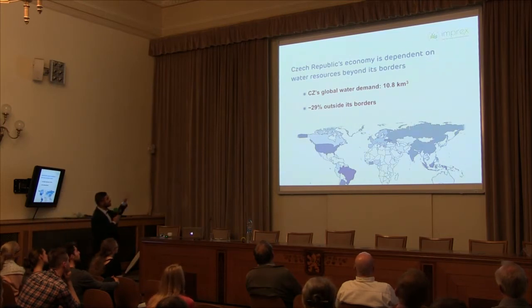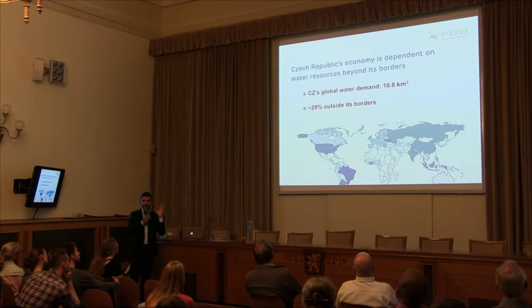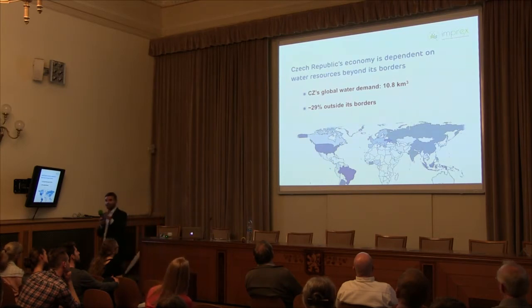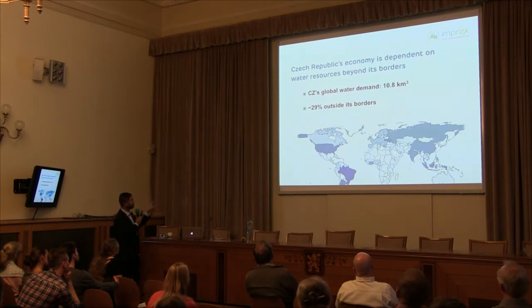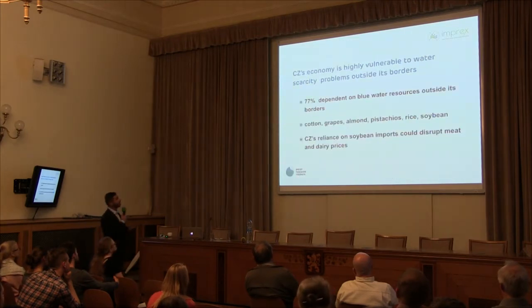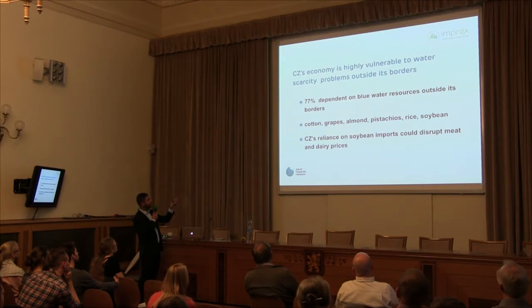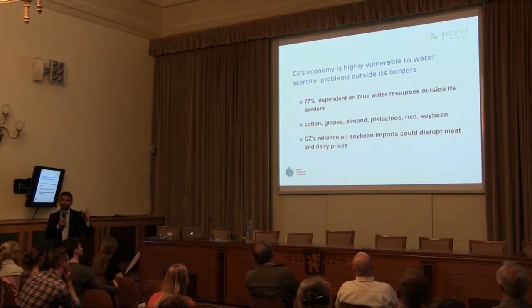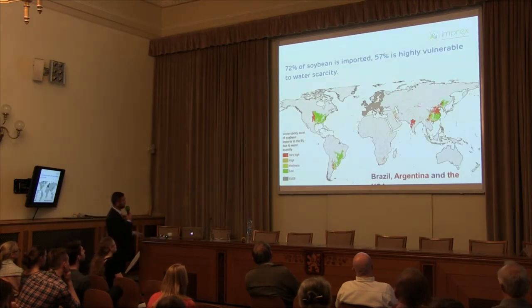It says that I said Czech Republic's economy is dependent on water resources outside its borders. Approximately the Czech economy needs 10.8 cubic kilometers of water in total, and 29 to 30% of it is coming from outside its border, in embedded form, in terms of its water footprint, external water footprint. And I basically said that 77% is dependent on the outside rivers and groundwater, and this is the vulnerability of it.